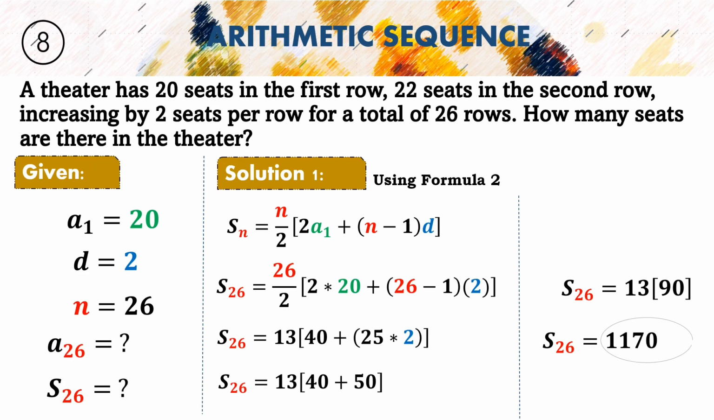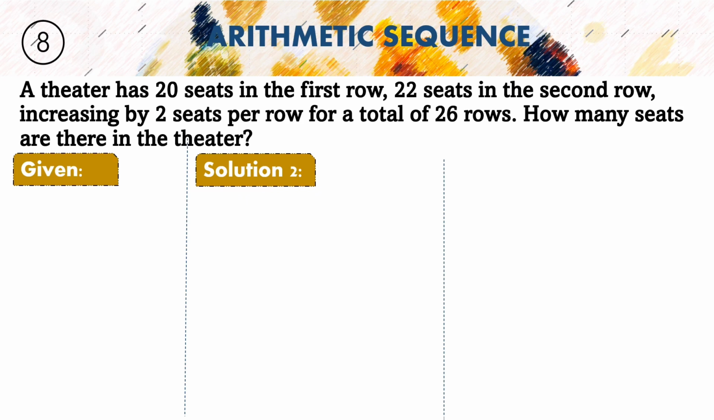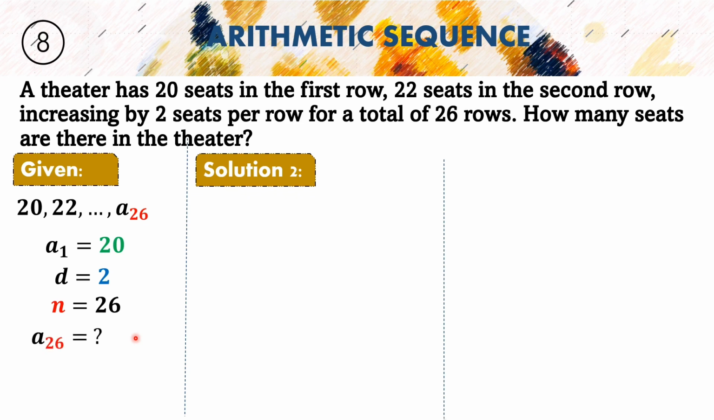Let's have another solution for example number 8. Since the first row has 20 seats, the first term is 20, and d is 2 because in each succeeding row the number of seats is increased by 2, and there are 26 rows inside the theater. However, we don't know how many seats are there in the last row, which is a sub 26, and what's the sum of seats in the 26 rows.